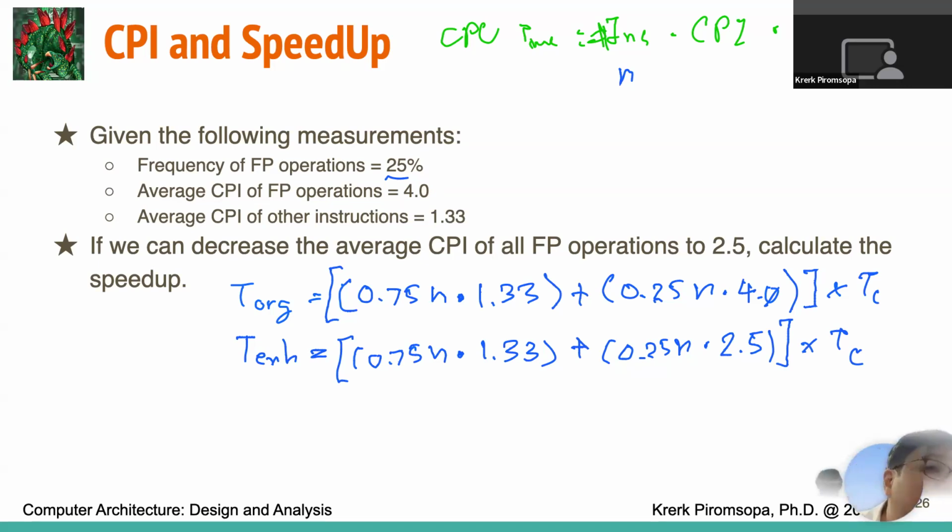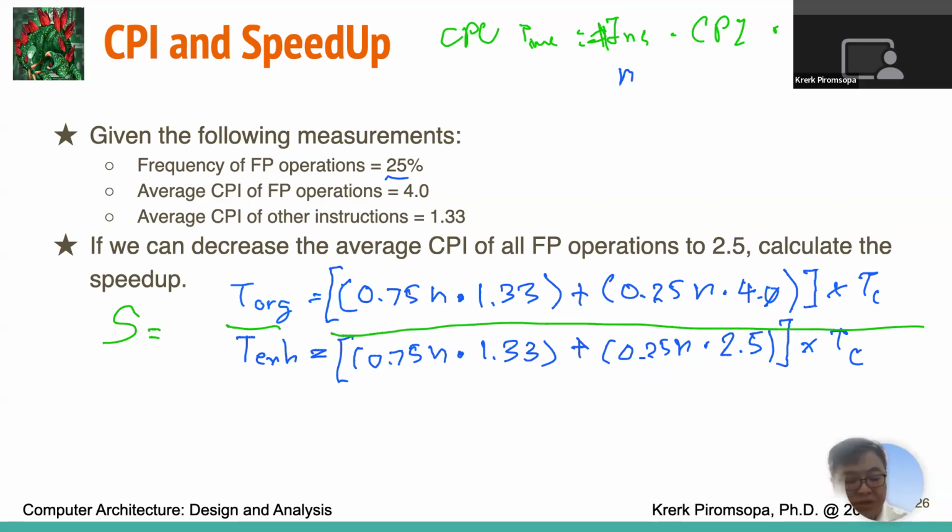Cycle time. Too lazy to write cycle time, so just use TC. And we ask for speedup. So speedup equals this one divided by this one. TC would cancel out. So what do we get? Well, actually, N would also cancel out.